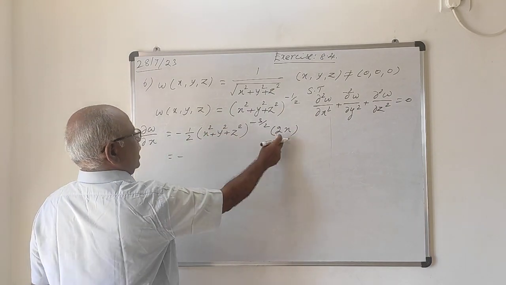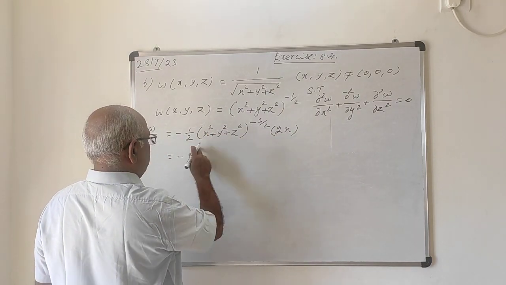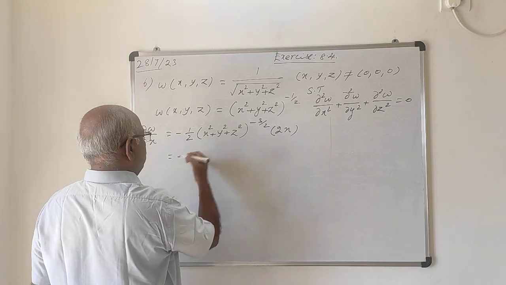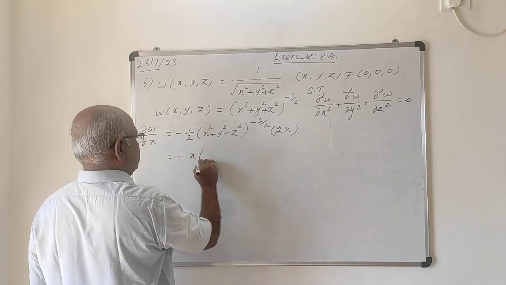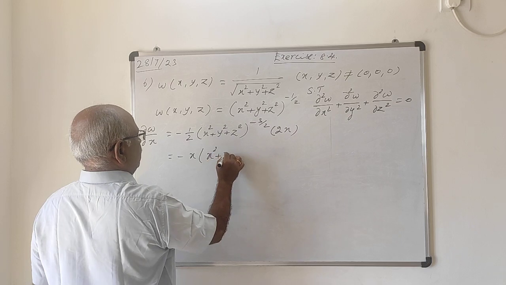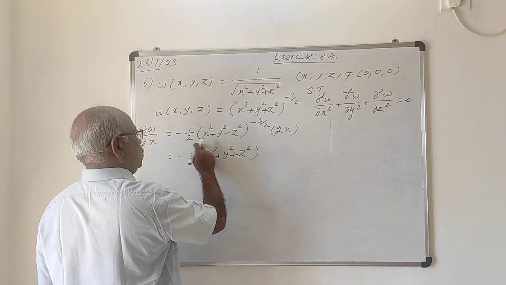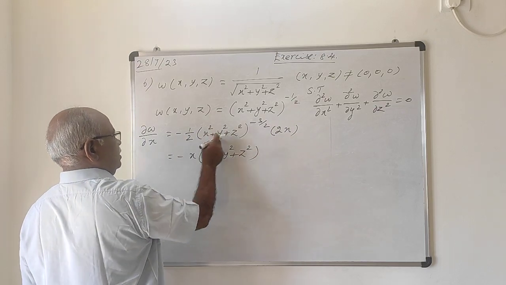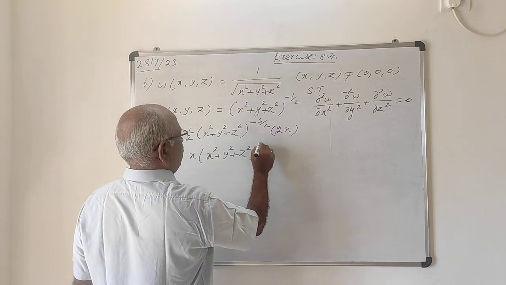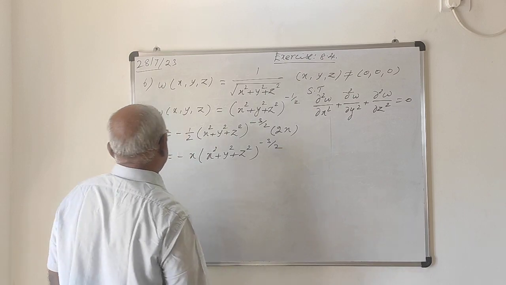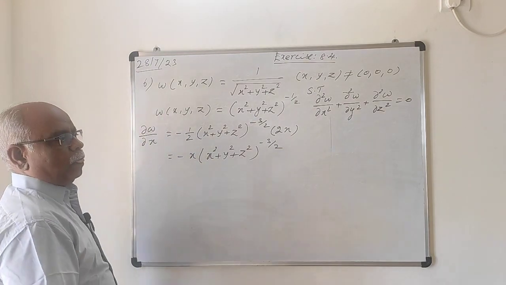Therefore, the minus 2 cancels, and you bring that x to the front as x into (x² + y² + z²). Minus 2 cancels, giving minus x into (x² + y² + z²) to the power minus 3/2. This is ∂w/∂x.